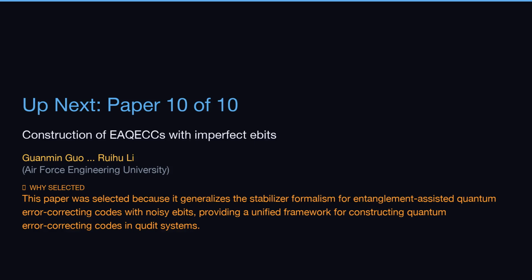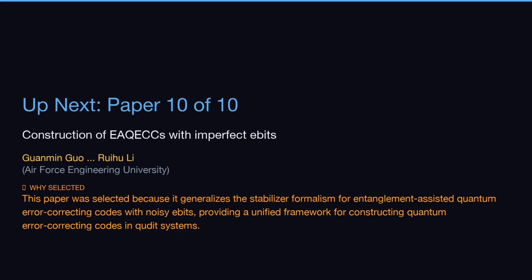Up next, our 10th paper out of 10, Construction of EAQECCs with Imperfect EBITs by Guanmin Guo and Ruihu Li from Air Force Engineering University. This paper was selected because it generalizes the stabilizer formalism for entanglement-assisted quantum error-correcting codes with noisy EBITs, providing a unified framework for constructing quantum error-correcting codes in qubit systems.